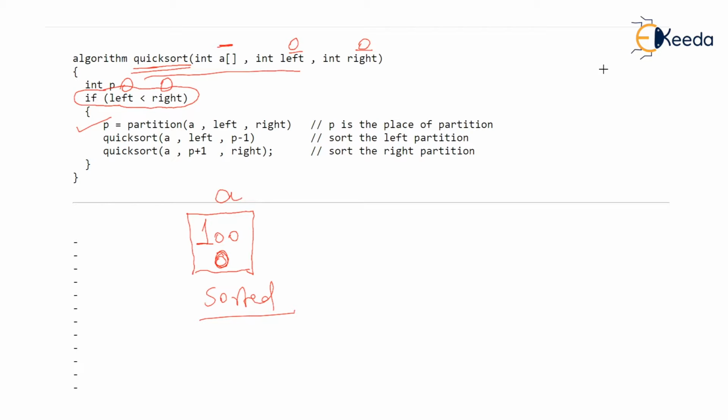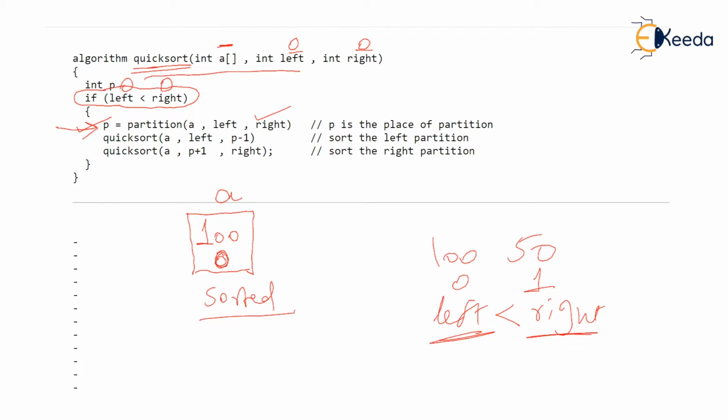Now, when is the partition possible? You just ask yourselves, when is this partition possible? Partition is possible if there are at least two elements in the array, isn't it? That means left has to be less than right. If left is less than right, only then you can call the partition function.